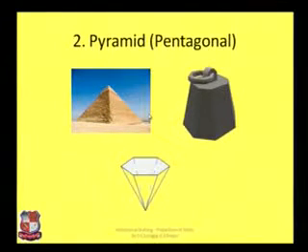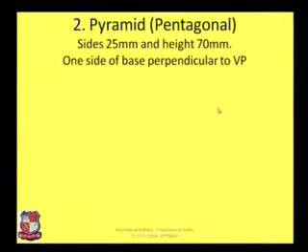Now I will switch over to another solid, that is pyramid. These are the examples of pyramid shape. Here this is a square pyramid. I take one example of a pentagonal pyramid. How to draw a pentagonal pyramid of given side length. Here 25 mm is the side length of this pentagonal pyramid, and height is 70 mm, and one side of base perpendicular to the vertical plane.